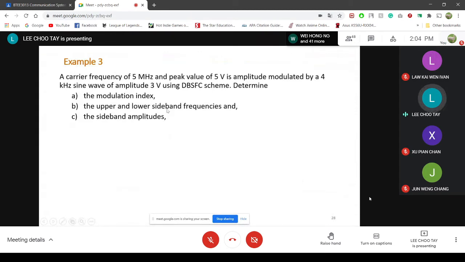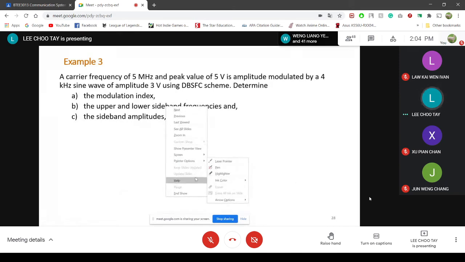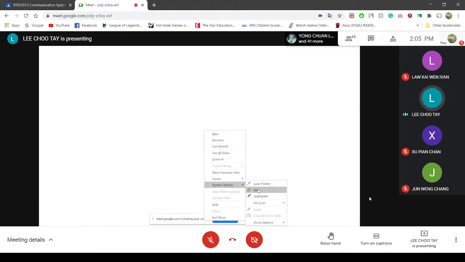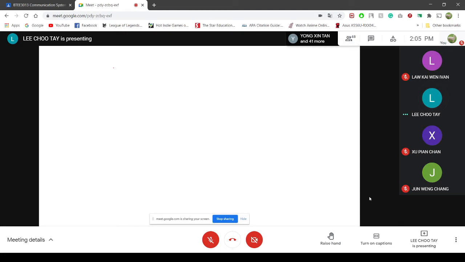All right, so before I continue on the double sideband full carrier, let me do a bit of recap of what has brought us to this point. Remember, we started our amplitude modulation with double sideband suppressed carrier. As far as AM is concerned, we started with double sideband suppressed carrier modulation, right?